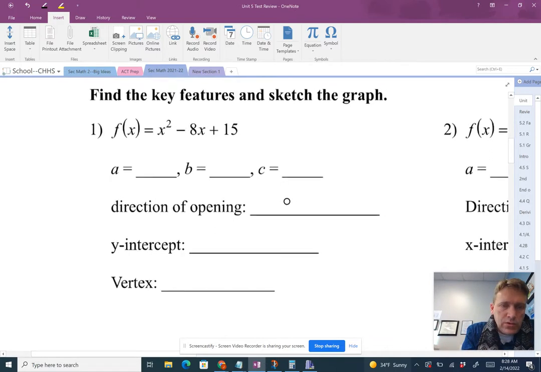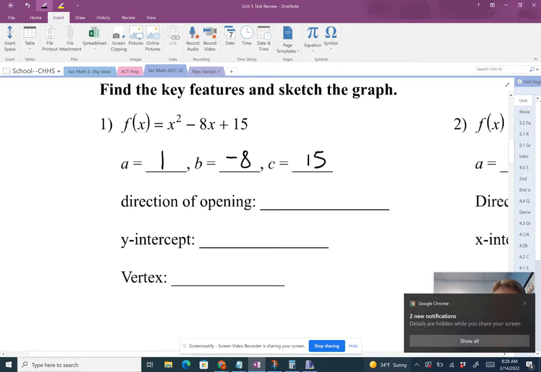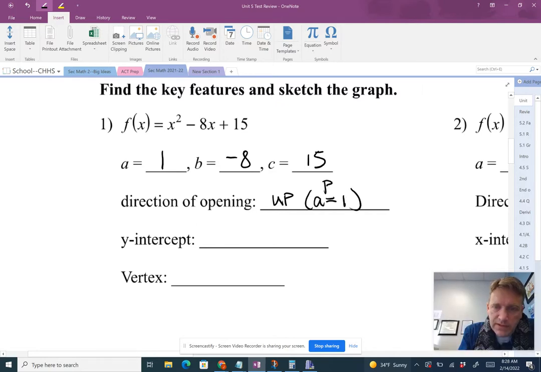A equals 1, B equals negative 8, and C equals 15. Now the direction of opening is that this opens up. We see that a is 1, and because a is positive, it opens up. The y-intercept is easiest found from standard form, and it's simply (0, c), which in this case is (0, 15).